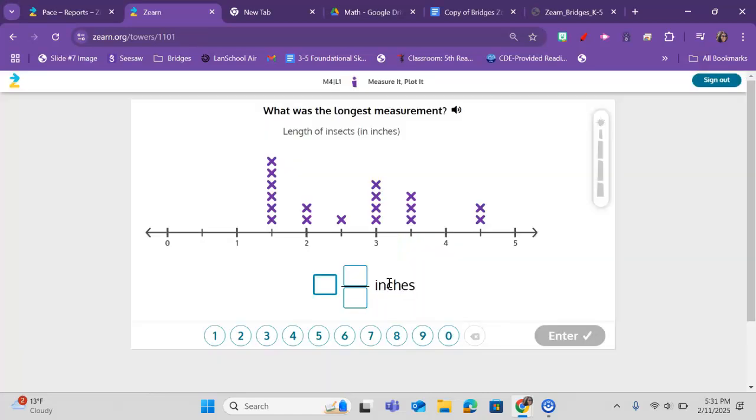Okay. So what was the longest measurement? Okay, so we want to look for the longest in inches because we start at 0 inches, go all the way to 5 inches. So I want to look at the longest part where I have x's. Okay, so we have 4.5. So I'm going to say that the longest is going to be 4.5.